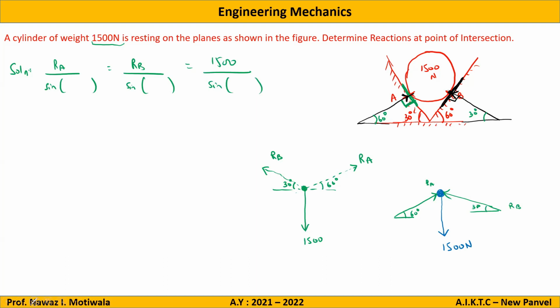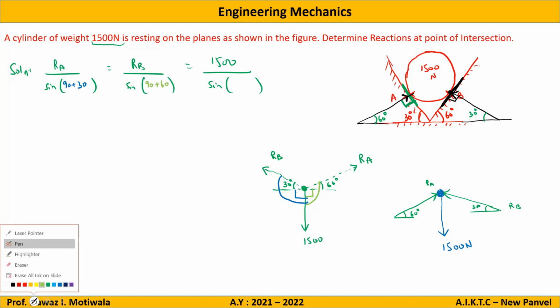Now let us discuss the angles part. If I take RA, I need the angle between the other two forces. It is very simple: 90 plus 30, which is 120 degrees. Now, similarly, for RB, I need the angle between the two forces, out of which this is 90, so it will be 90 plus 60, which is 150 degrees. Correct.